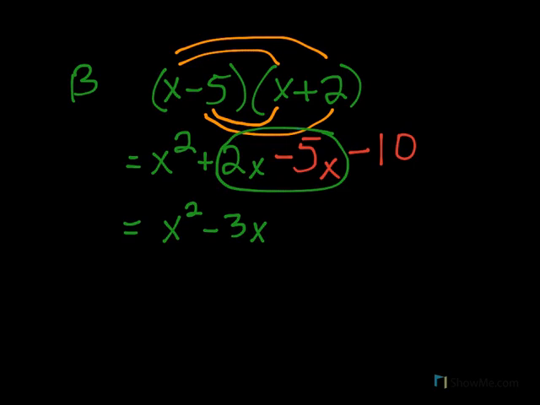So it will be negative 3x, and the last one, just bring it down. This is negative 10, and you are done. That's it. There's nothing else to combine. You have your trinomial, x squared minus 3x minus 10. Let's do one more example.